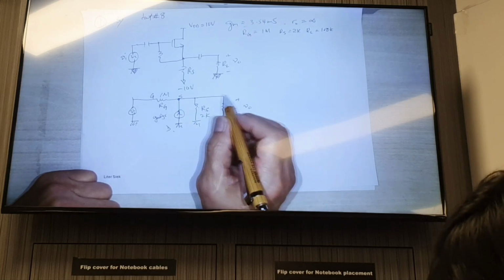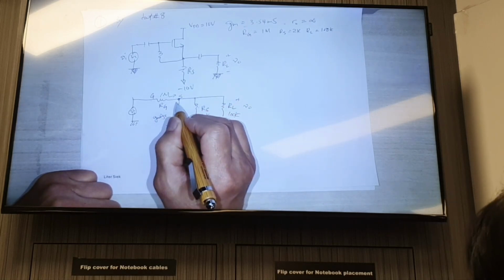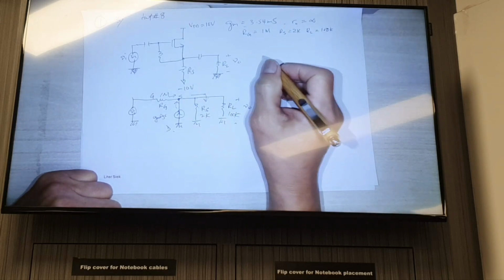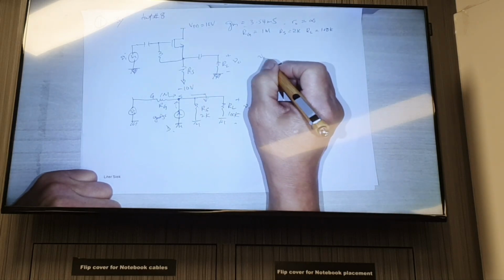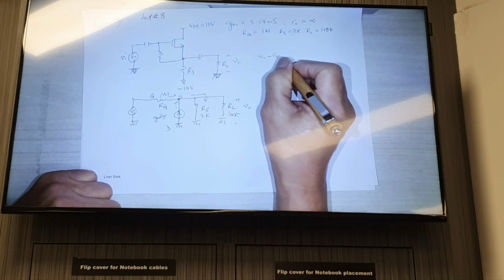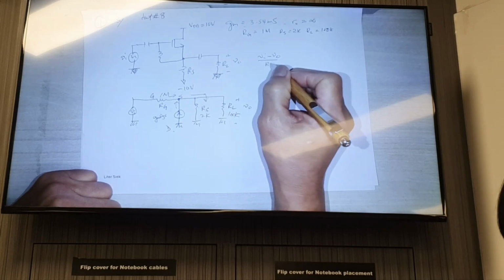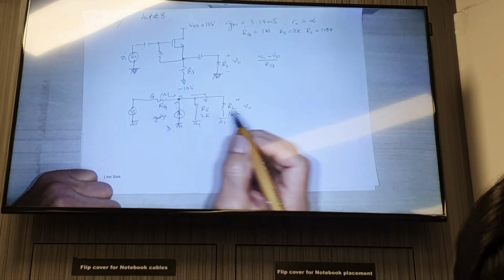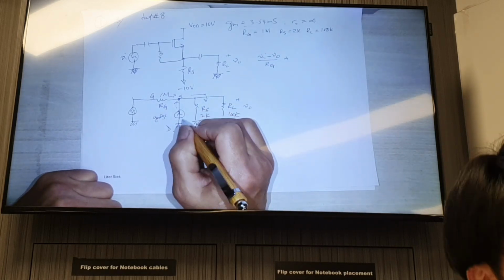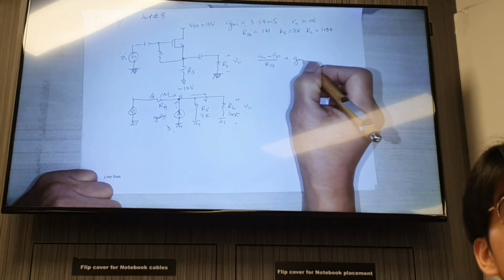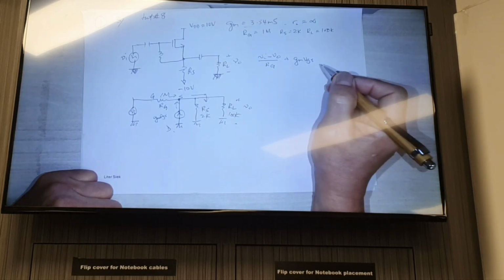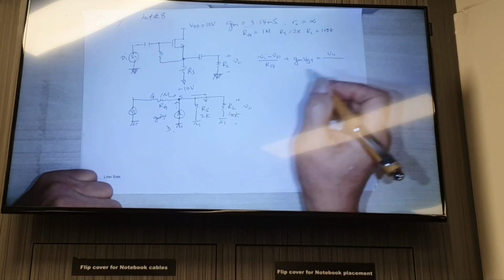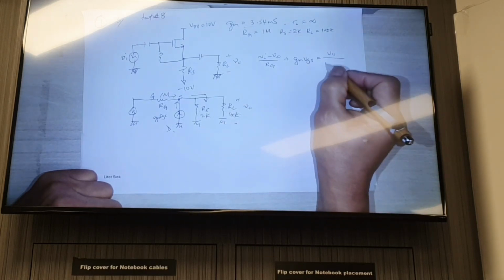So all this can be summed into this. Therefore we can write that Vi minus Vout divided by RG is the current flowing through this branch, plus the current flowing through this, which is gm VGS, is equal to Vout divided by these two resistors in parallel.